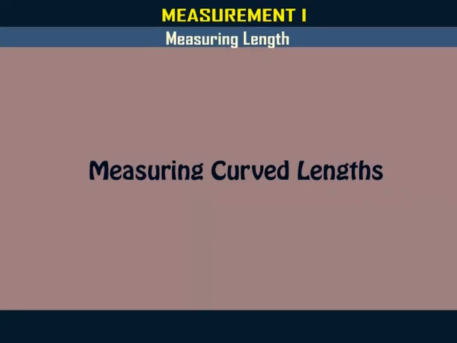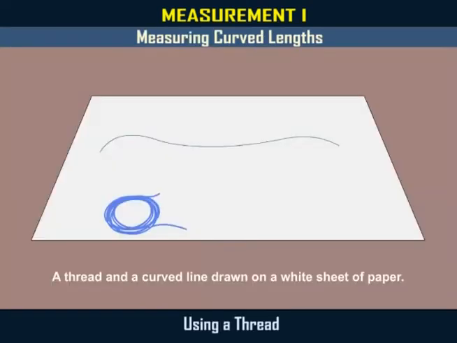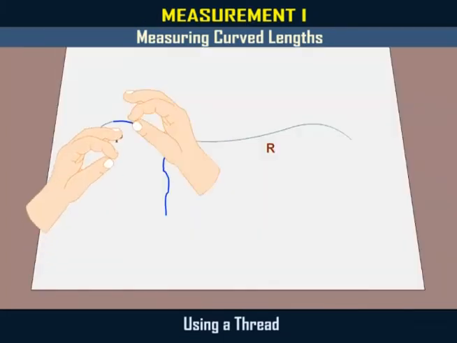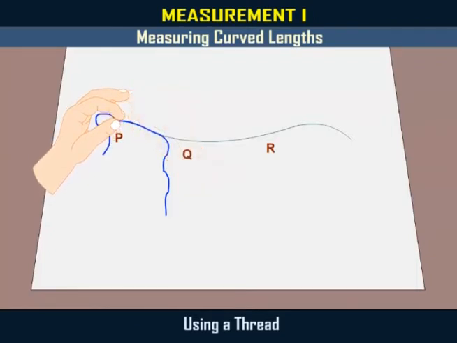Next, measuring curved lengths. To measure curved lengths, we use a thread. We take a thread and make a knot on one end. Place the knot at the end of the line at P. Hold the knot with one hand and put a small part of the thread along a small part of the line.